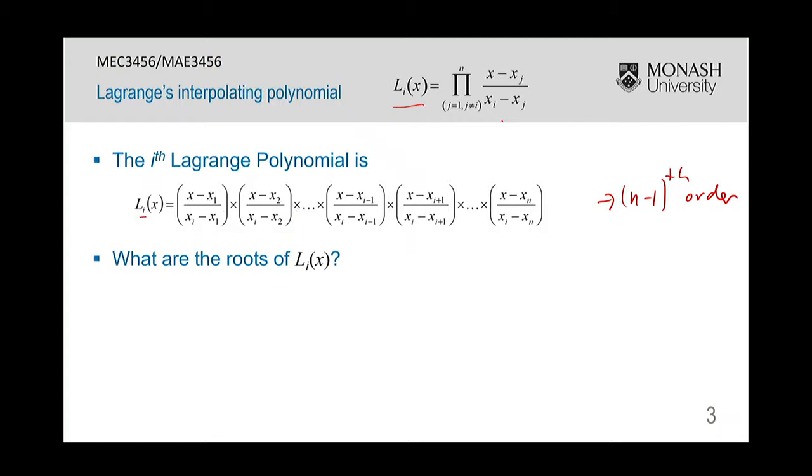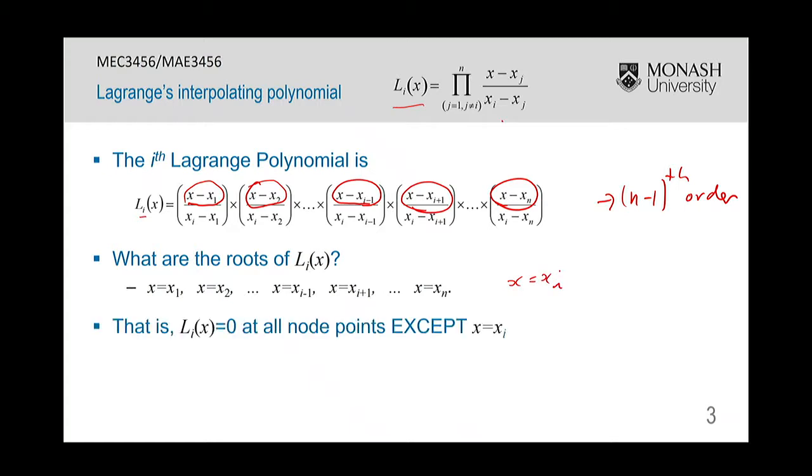Well, the roots are whenever Li is equal to 0. Well, that happens when x is equal to x1, because if x is equal to x1, this term is 0. It happens when x is equal to x2, because that term is 0. x is equal to xi minus 1, xi plus 1, and xn. In fact, it's equal to 0 at every node point except x is equal to xi. We don't know what it is there, but we know it's not 0. So, the ith Lagrange polynomial, Li of x, is equal to 0 at every node point except x is equal to xi.